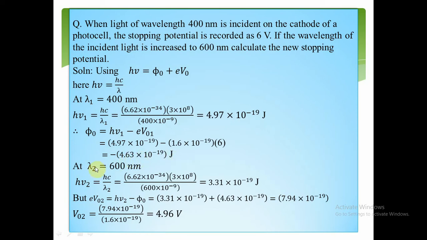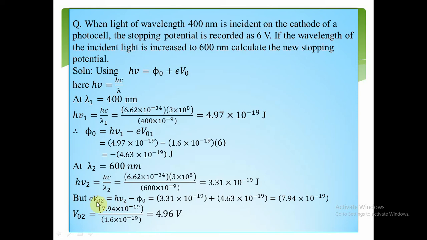Similarly, for the second wavelength 600 nanometer, first we have to calculate the energy of the incident photon, h nu 2, as we did earlier, by the equation hc divided by lambda: 6.62 into 10 raised to minus 34, 3 into 10 raised to 8 divided by 600, nano means 10 raised to minus 9. After the simplification, we get 3.31 into 10 raised to minus 19 joules.